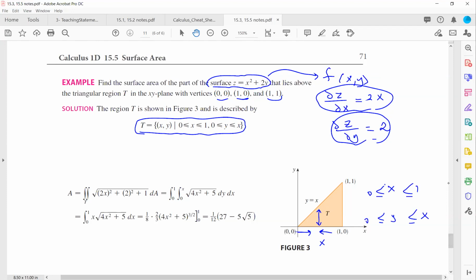So your double integral, your inside integral, y depends on x, so it must be inside. Then the outside integral is taking the integral with respect to x. Guys, you cannot switch these two.